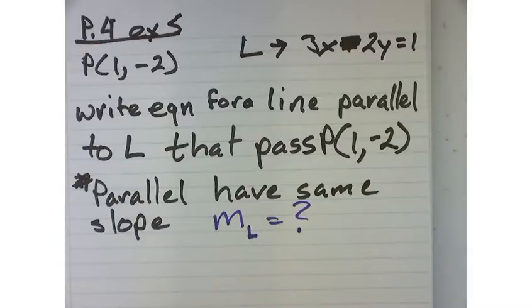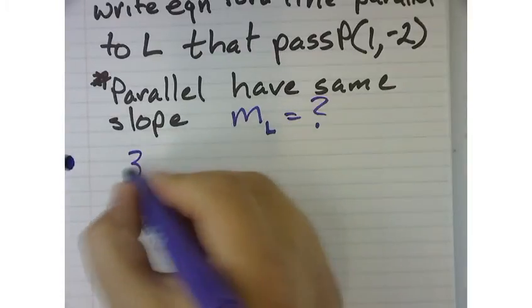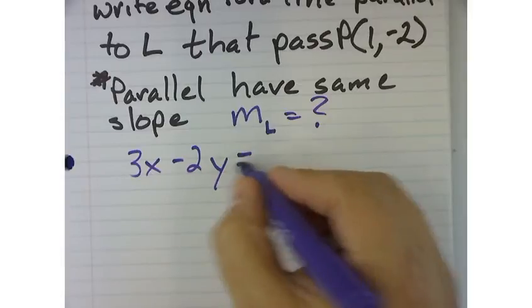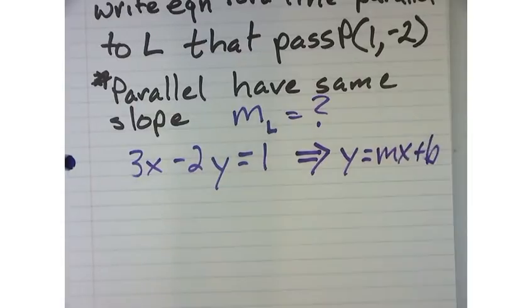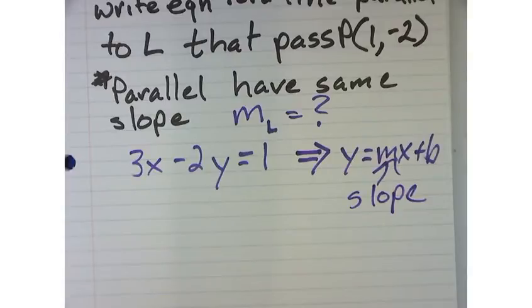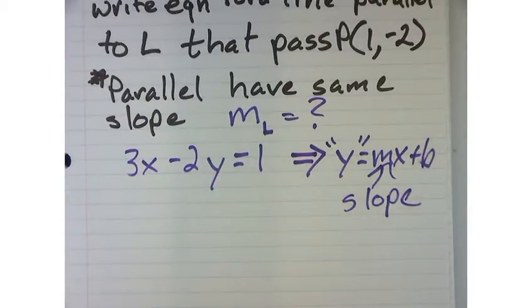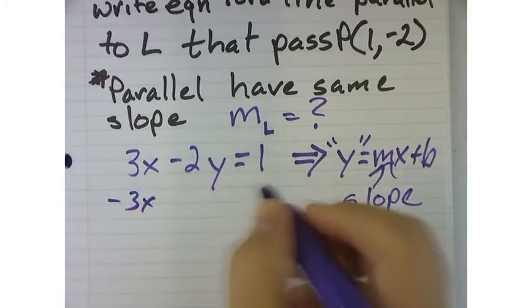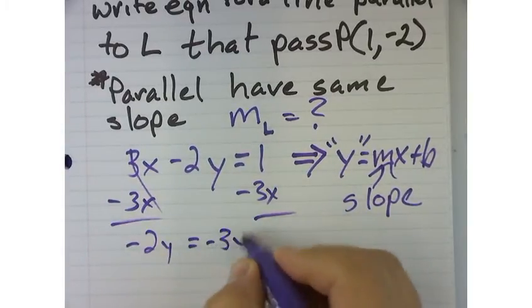Alright? And so to do that, I'm going to take this equation, which is 3x minus 2y equals 1, and I want to make that look like y equals mx plus b. Now why would I want to do a silly thing like that? Because if I do, m is the slope. Okay? So this has y by itself. What do you think I need to do here? Get y by itself. So what I'm going to do is I'm going to subtract 3x from both sides, and I get negative 2y is equal to negative 3x plus 1.